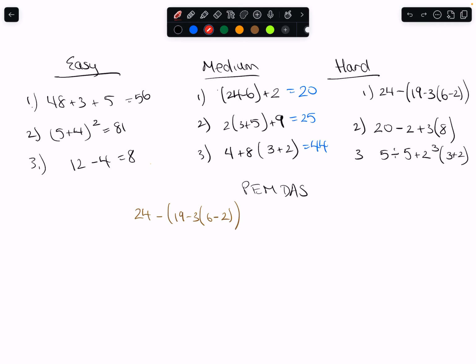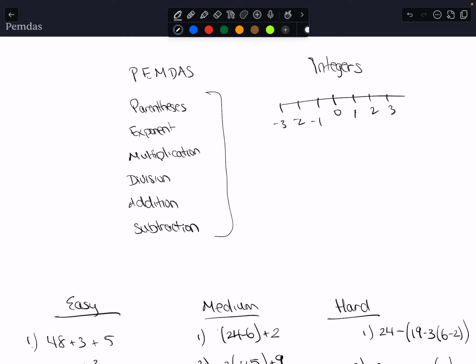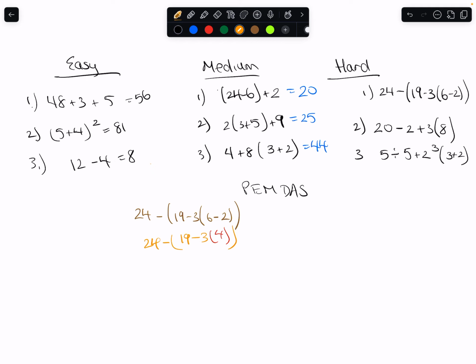So 6 minus 2 is our first set, just 4. Everything else is rewritten again. And keep everything the same. Make sure everything is the same so you can avoid confusion. The math will be much simpler if you avoid making any drastic changes.